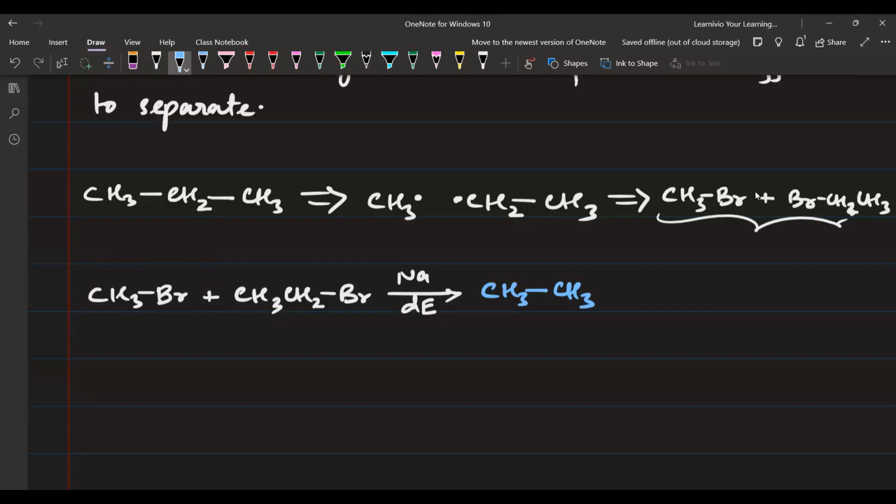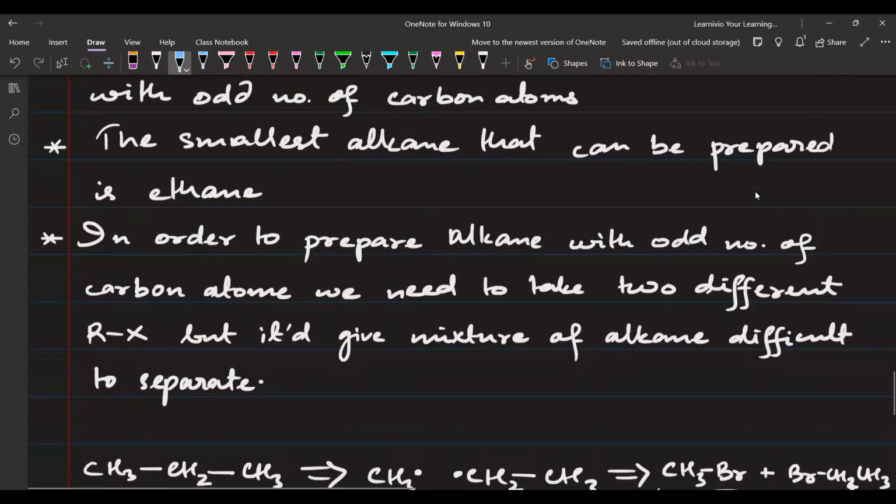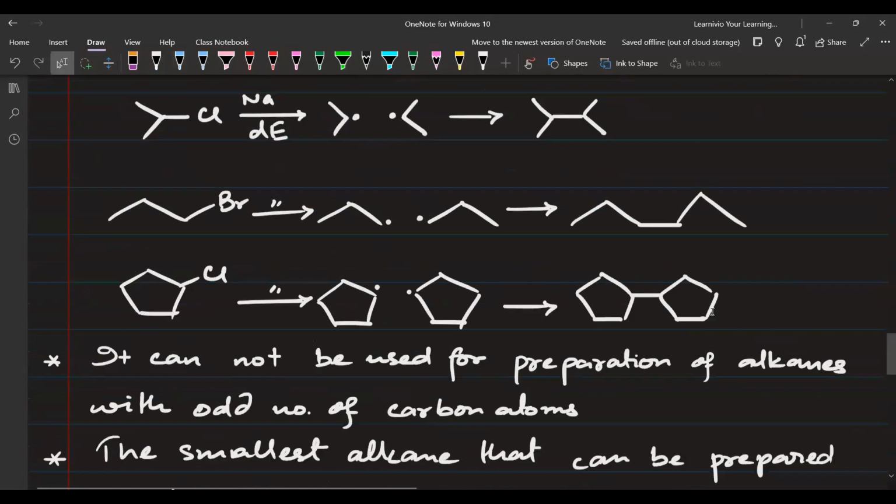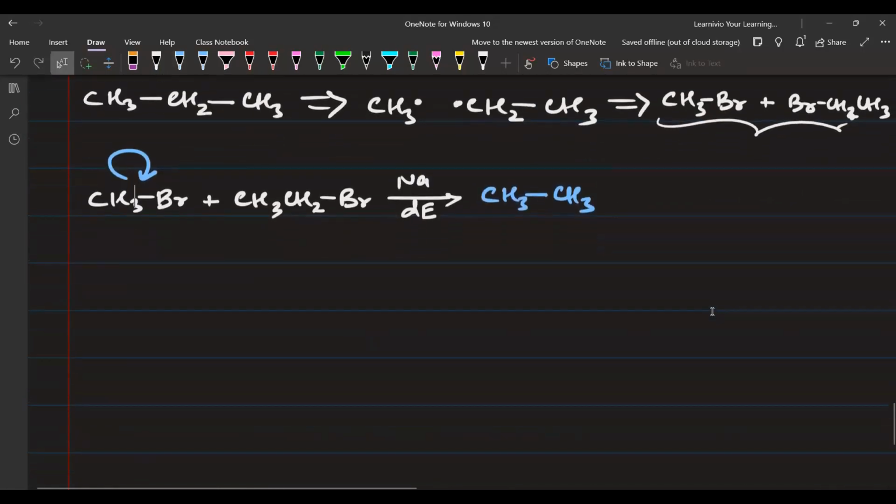That means this particular haloalkane will react with itself as it was doing before also. We had one haloalkane, then it was reacting, it was giving you ethane. So it is not going to wait for the ethyl bromide. Methyl bromide can react with itself also. A similar thing is going to happen with the ethyl bromide also. That means you are going to get 4 carbon atoms. Does it make sense? Yes or no? This will react with itself only.